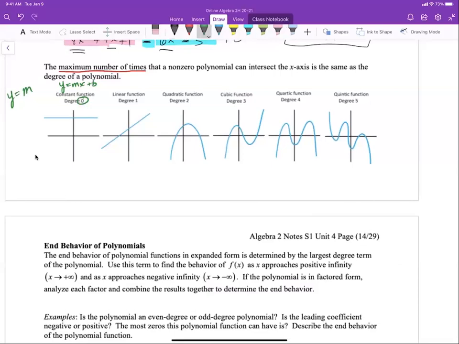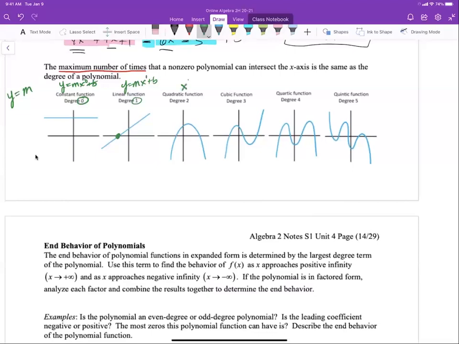Now, if I have y equals, let's say, mx plus b, now I have a degree of 1. I'm just showing you what this example is. Without a doubt, it's going to intersect the x-axis 1 time. The maximum number of times it is going to intersect the x-axis is 1.